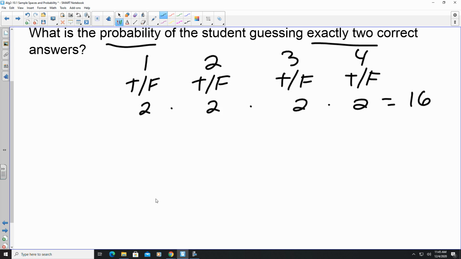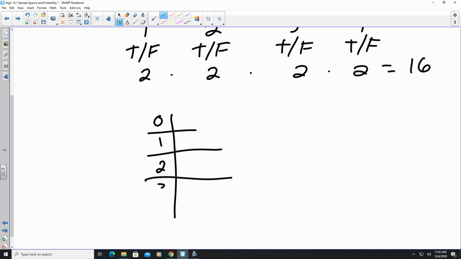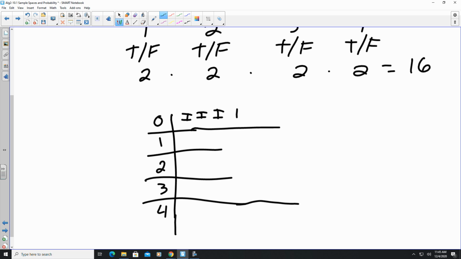So in order for us to figure that out, what we need to do is consider if you got 0 correct answers, 1 correct answer, 2 correct answers, 3 correct answers, and finally 4 correct answers. There's only one scenario for 0 and 4. So you get them all incorrect. That is one possible outcome. Here's another possible outcome: for 4 correct answers, you got all 4 of them correct.